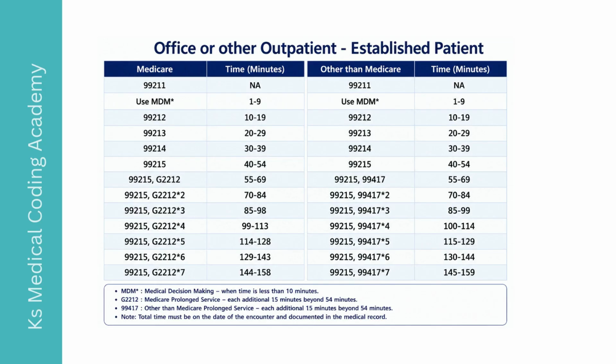If the physician spends more than 68 minutes, report HCPCS add-on code G2212 for each additional 15-minute increment. For other than Medicare, 99215 covers 40 to 54 minutes. When the total time exceeds 54 minutes, report CPT add-on code 99417 for every additional 15 minutes. Always remember that Medicare uses G2212, while commercial and other non-Medicare payers generally use 99417.